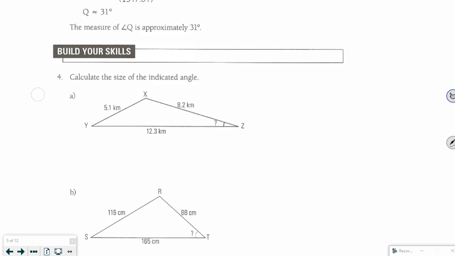Okay, so this question says, calculate the size of the indicated angle. The indicated angle is the one with the question mark. That's this guy over here. What that means is the side that's important, the side straight across from it, this has to be side A in our formula. The other two don't matter, that has to be side A. So we're going to use the angle version of our formula because we're solving for an angle. Cos A equals b squared plus c squared minus a squared, all divided by 2 times b times c.